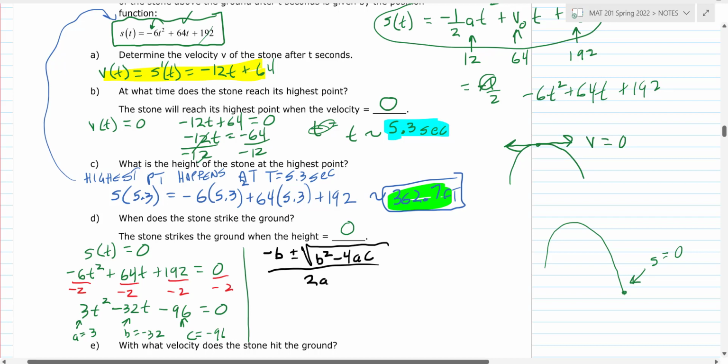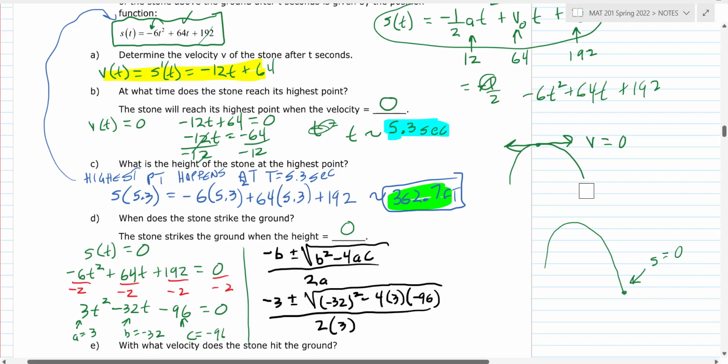And then we'll work out the arithmetic and use our calculator to help us through this. So plug in your numbers. A is 3, so you get negative b, plus or minus the square root of b squared, which would be negative 32 squared, minus 4 times a times c, all over 2 times a, like this. Let's work with this on our calculator and see where this takes us.